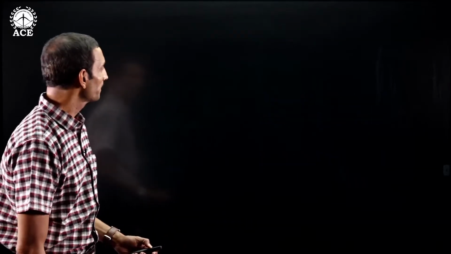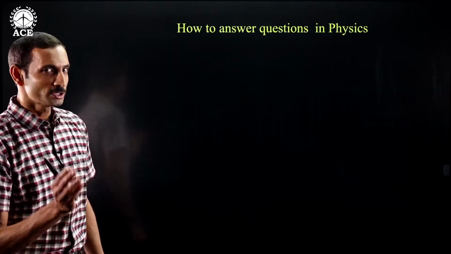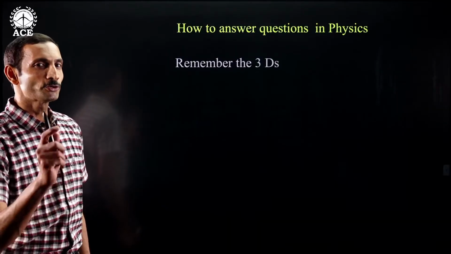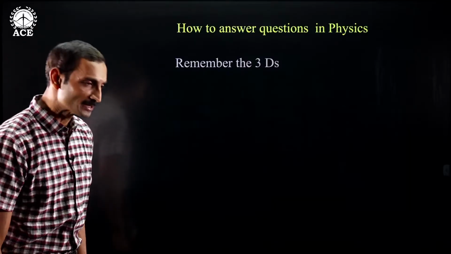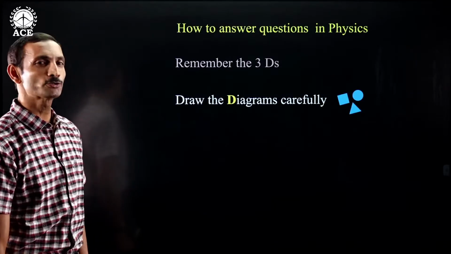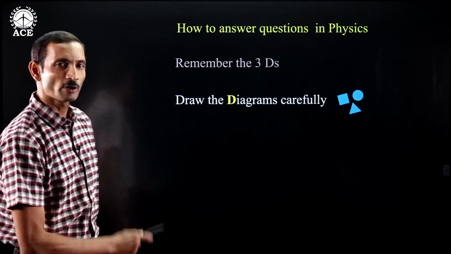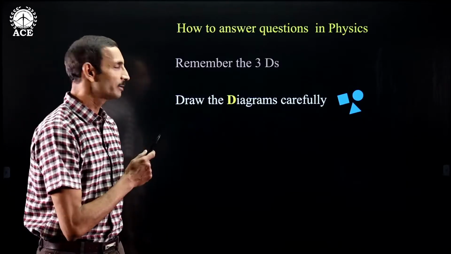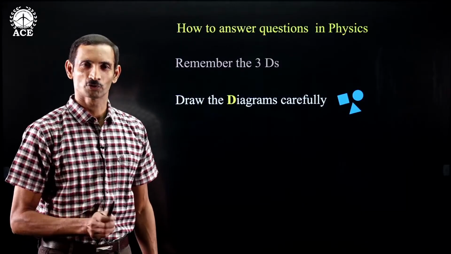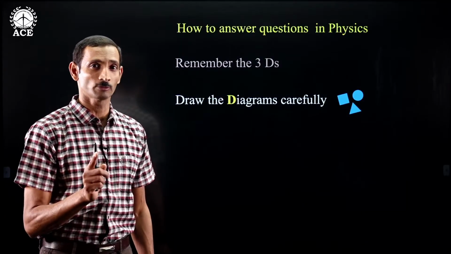Now moving further, how to answer questions in physics. Just now I was explaining that. You should remember 3 Ds. As an examiner I'm telling you this. What are the 3 Ds I'm mentioning here? I used to tell students, when you draw diagrams, draw them carefully. Don't draw diagrams for the sake of just drawing them. Do it neatly. This won't come overnight.